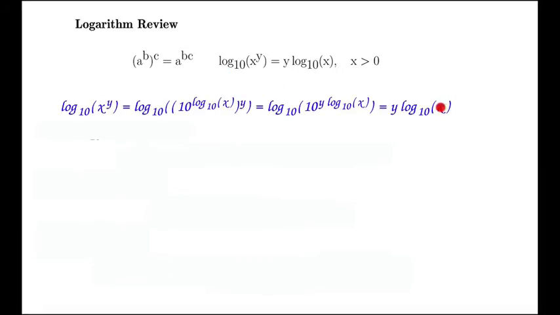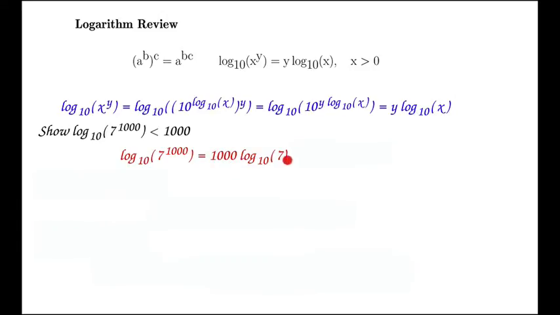Okay, let's look at an example. Suppose we want to show or estimate the size of log base 10 of 7 to the 1,000. Well, this rule makes it very simple. x is 7, y is 1,000, so log base 10 of 7 to the 1,000 is equal to 1,000 times log base 10 of 7. Since 7 is between 1 and 10, we know log base 10 of 7 is between 0 and 1, so 1,000 times log base 10 of 7 is less than 1,000 times 1. So log base 10 of 7 to the 1,000 is definitely less than 1,000.